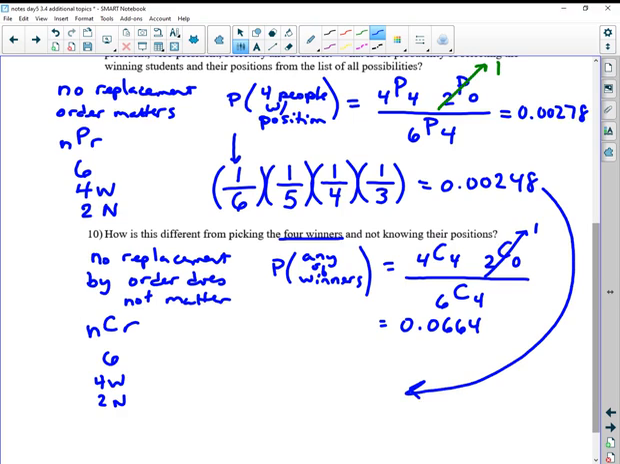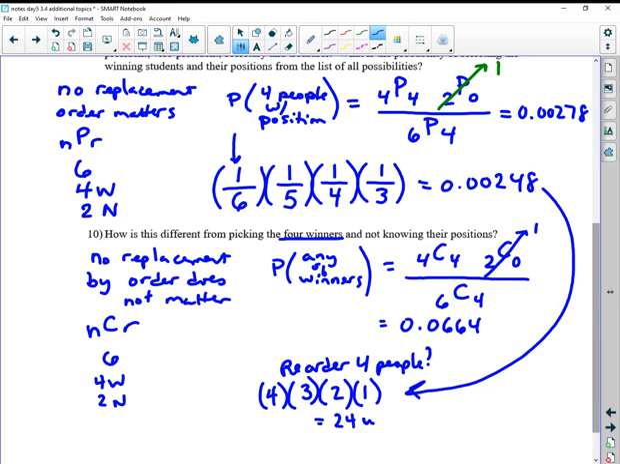But if we were to do this using our system from before, we would have had to say, well, how many ways could I have reordered 4 people? There would have been 4 ways you could have picked the first person, and then down until you've picked all 4 of your people. And so that would be 24 ways. And you'll see that if we took that 0.00248 and multiplied it by 24 to get rid of those reorders, we actually would end up with what we got using our combinations formula.